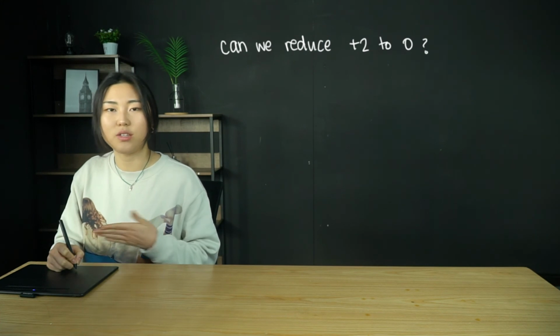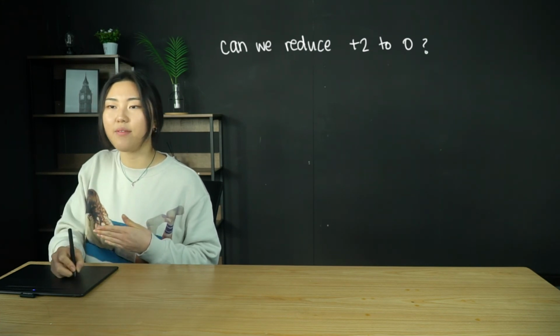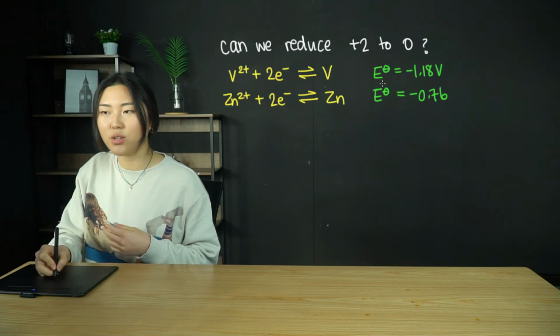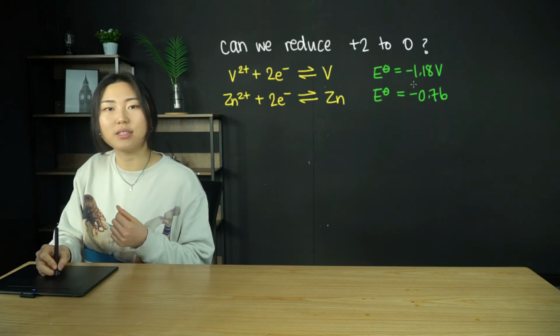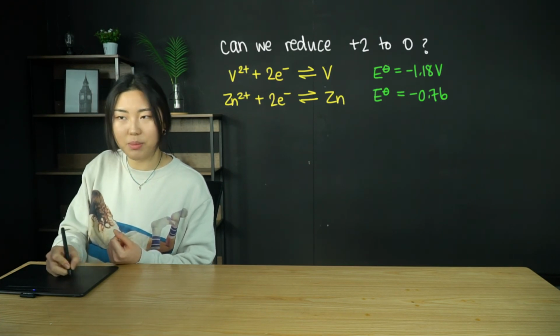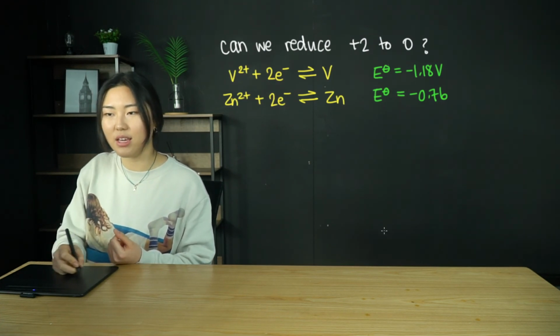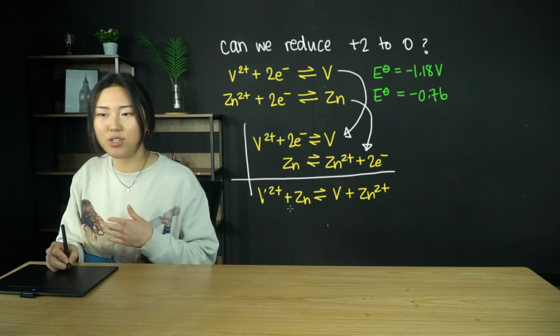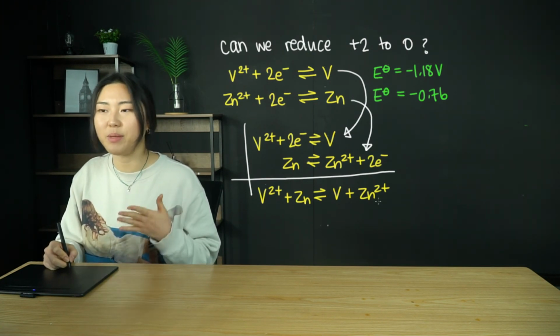So let's see if we can reduce the vanadium 2+ into just V, the element V, which has an oxidation state of 0. Okay, so we have the half equation again with its electrode potential, which is -1.18 volts. Okay, so if we want to reduce that, we need to first of all flip this again, right, and get the overall equation, repetition from what we have been doing.